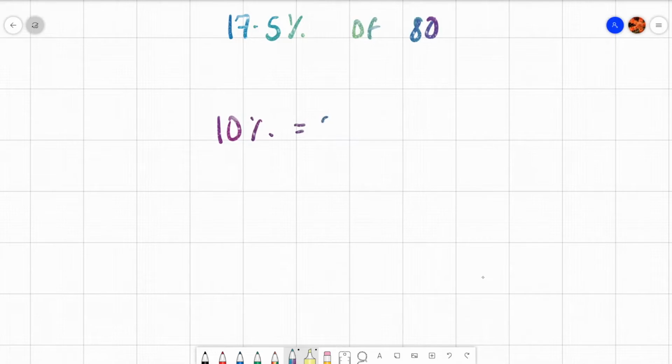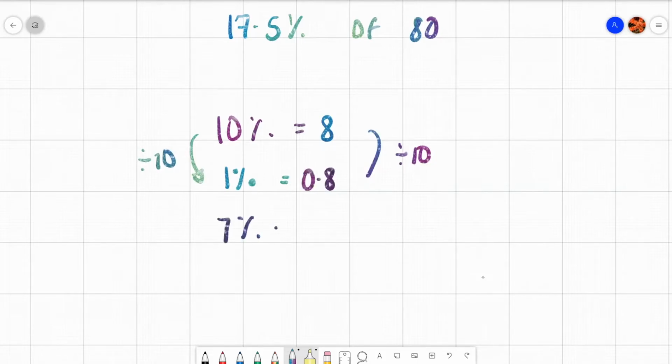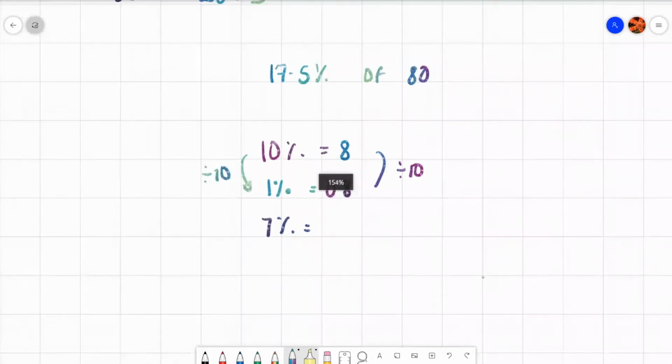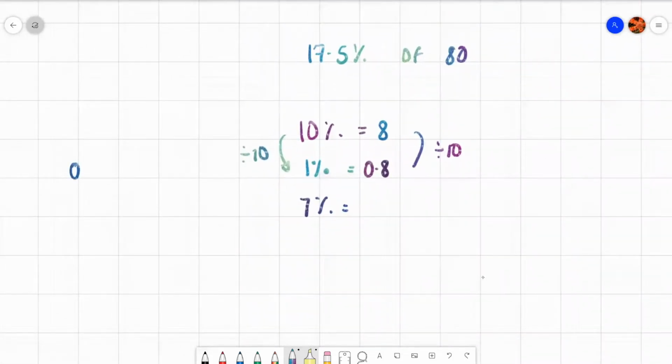What I will do is I would work out then 1%. Well, how do I get from 10 to 1? I can divide by 10. So I can divide this by 10 and I end up with 0.8. Now I can work out 7% because I can do 1 times 7. So I should do 0.8 times 7. So again, I'd recommend you using the lattice multiplication. There's a video on this on the website if you want to have a look.